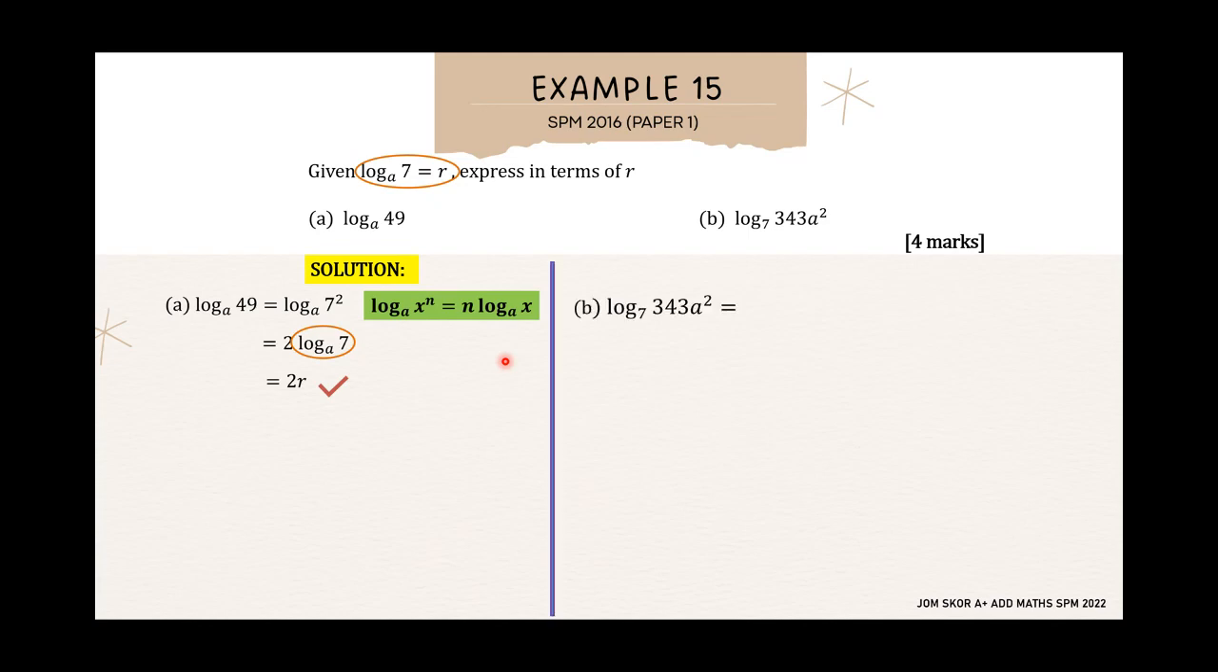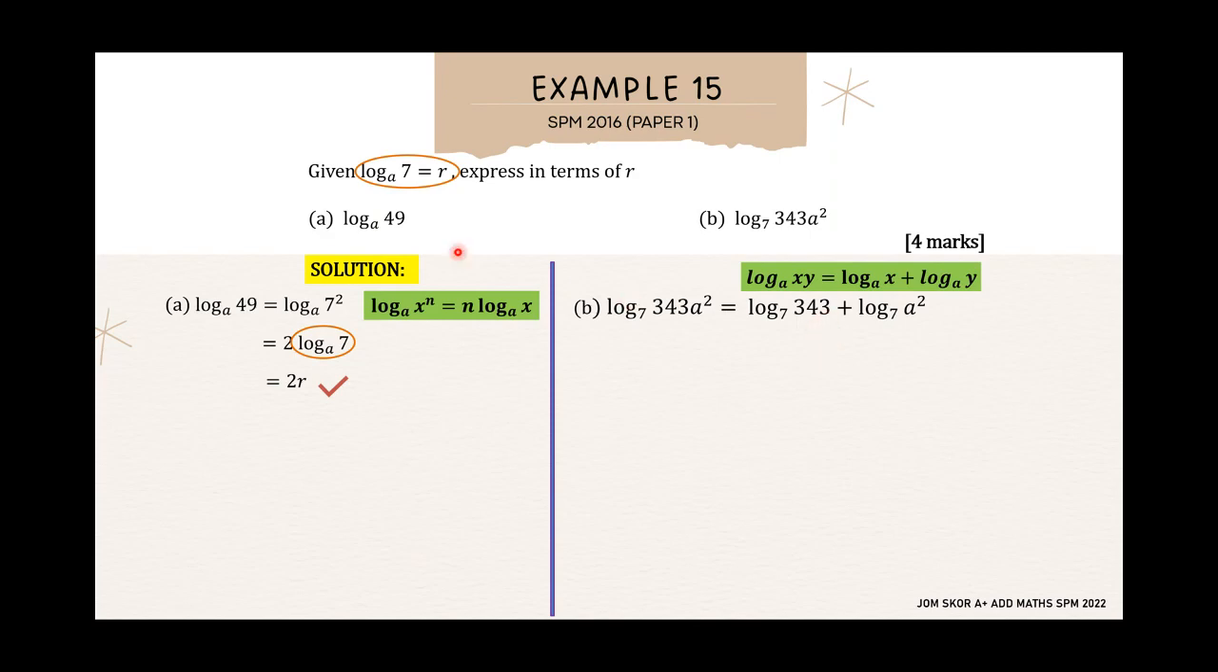Log 343 A square base 7. Sekarang nampak tak information yang diberi? Kan base A. Soalan yang awak perlu jawab menggunakan base 7. Okay. So, log 343 A square ni, dia darabkan kan? Jadi kita boleh apply law of logarithm yang pertama yang melibatkan produk. Okay, samalah juga dengan log 343 base 7 plus log A square base 7. Right, kita darabkan saja. Bila darab, kita gunakan tambah.